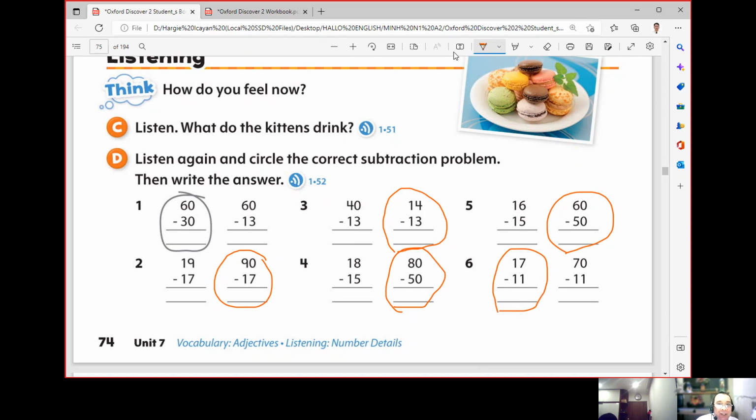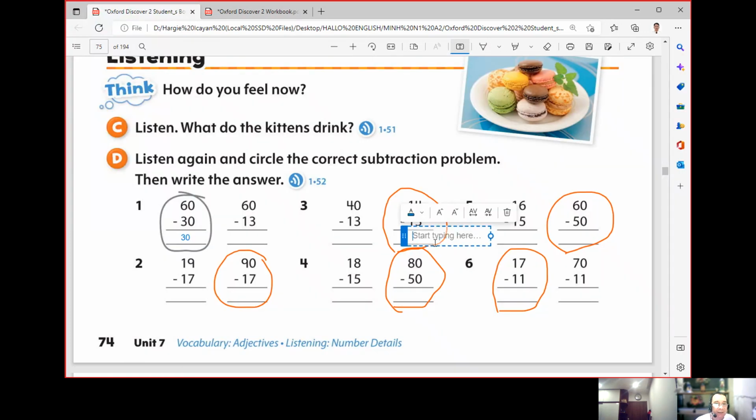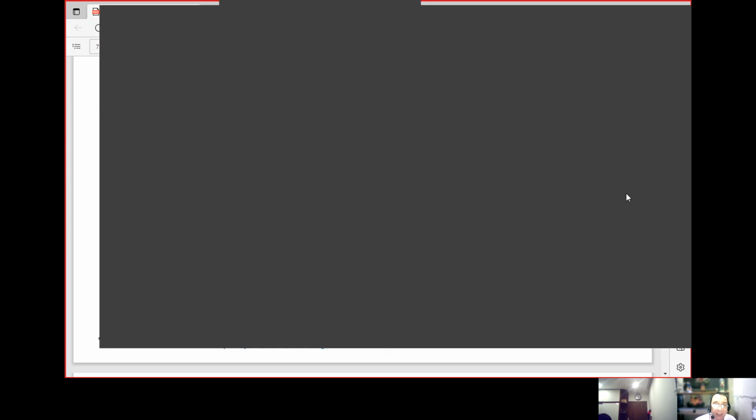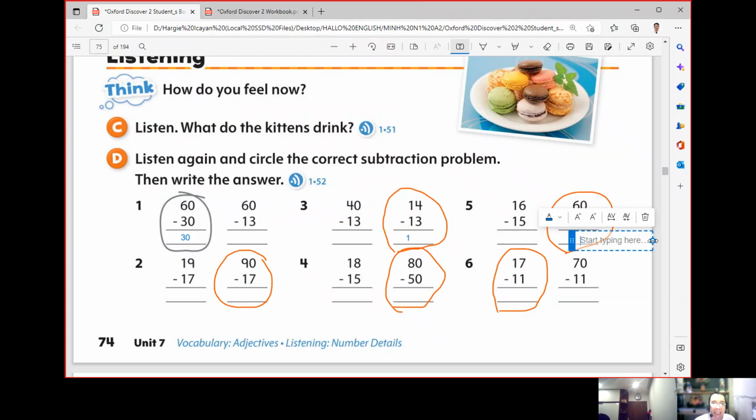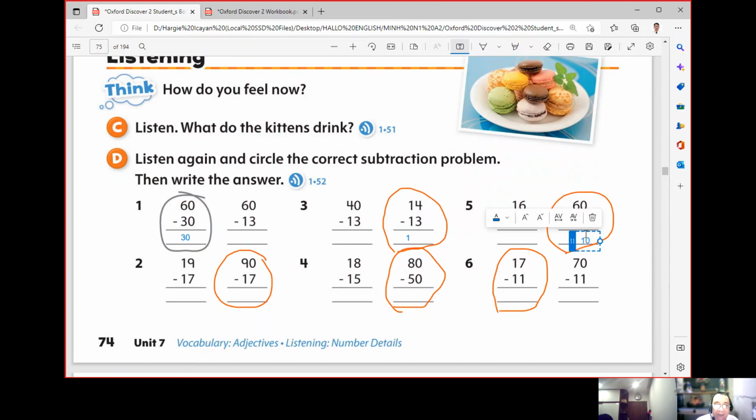Now, let's try to answer them. Since 60 minus 30, that would be 30, okay? What about this? 14 minus 13, definitely the answer is 1. Very good. 60 minus 50, that makes 10. Okay?